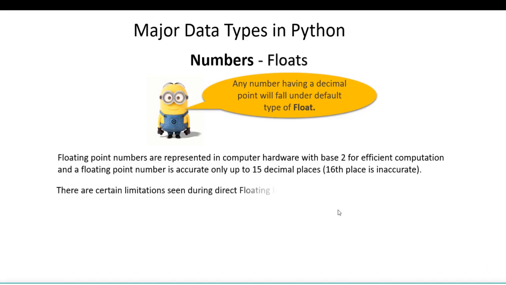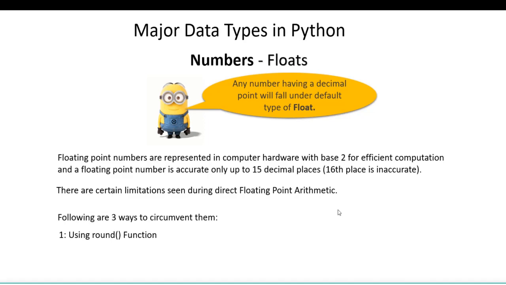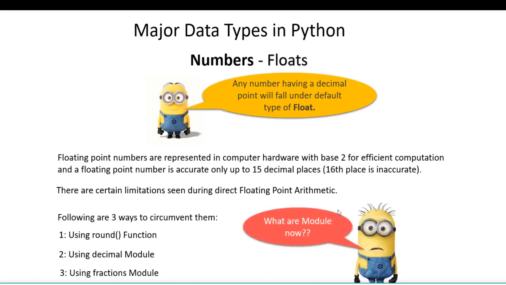There are some limitations that exist during arithmetic operations using floating point numbers. We are going to overcome them using the following methodologies: the round function, the decimal module, and the fraction module. Now what the heck is a module? Do not panic for a moment. We are going to take a look at the limitations in detail during our live coding lecture. Following that, I am also going to take you through what we mean by a module, what it looks like, how we can use it, along with how we overcome the surprises that we are going to see during arithmetic operations using floating point numbers.